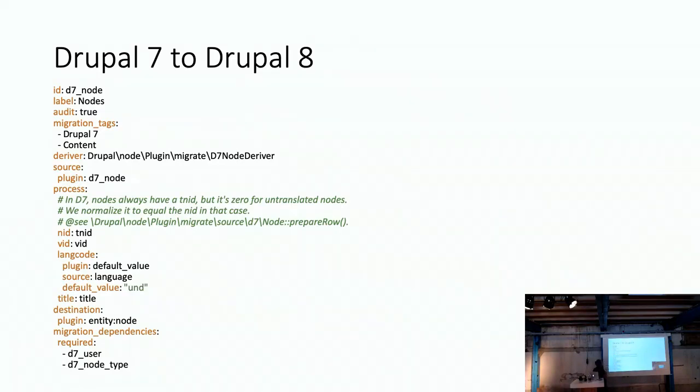I opened this, for example, where you can see some extra metadata like audit. Audit means check if the IDs are not being overwritten. You have a different source plugin, Drupal 7 Node, but the process is actually the same. You have also source fields and destination fields. And these are the different dependencies. And here is the same plugin used, the entity node.